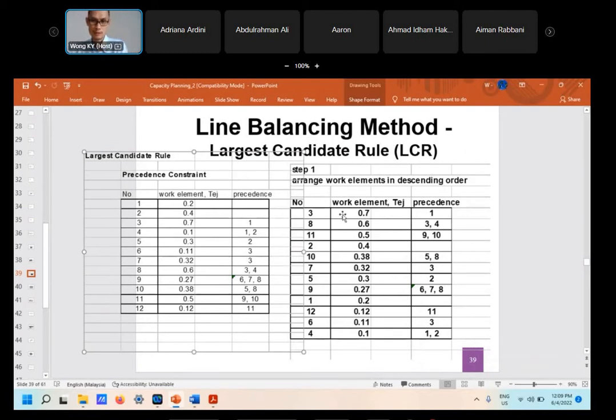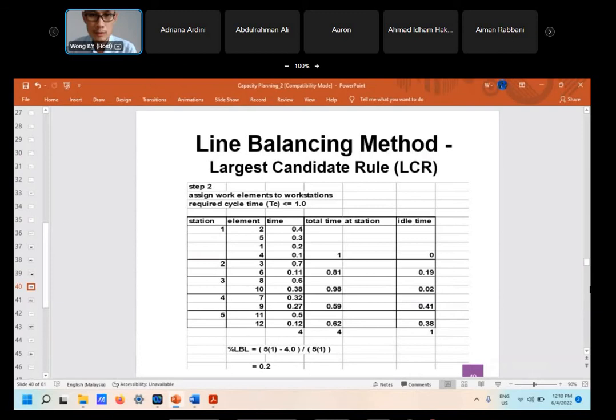So I don't have to explain this, right? You understand, right? The one at the top is work element 3 because it has the highest element time, 0.7. Followed by work element 8 because the element time is 0.6. And so forth until the last one, work element 4. Work element 4 has the smallest element time, 0.1, so it's at the bottom. So you arrange them in descending order.